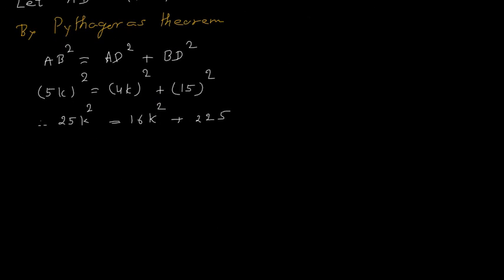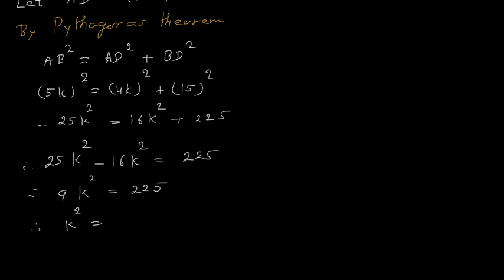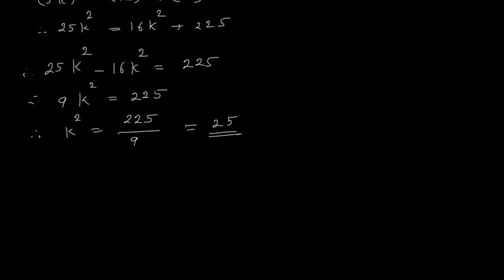Now I will bring this 16k square on left, so I have 25k square minus 16k square will give you 225. 25 minus 16 is 9, so I have 9k square is equals to 225. Therefore we have k square is equals to 225 divided by 9. So 9 twos are 18, 45, 9 fives are 45. So k square is 25. Therefore value of k is 5. We will take square root.